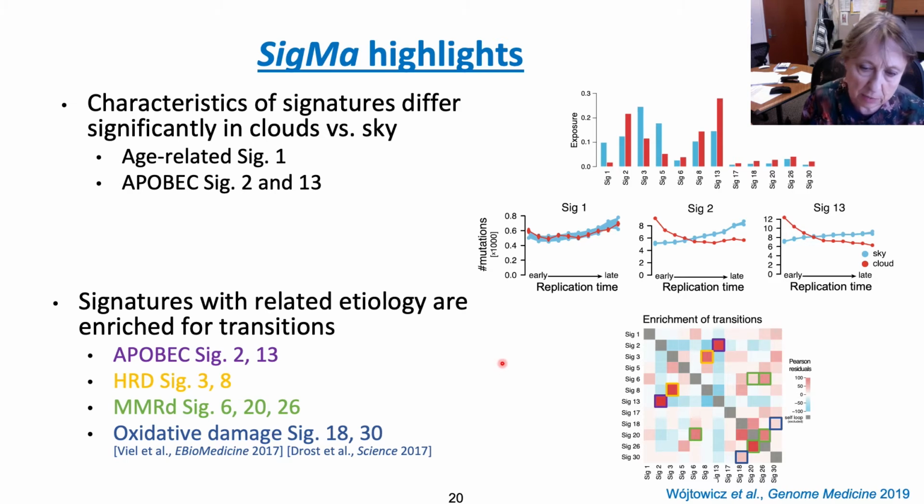We can also learn something from the transition probabilities, especially looking at the transition between two different signatures. We can observe that signatures with related etiology are enriched for transition, such as signatures 2 and 13 show often transition, and homologous recombination related signatures 3 and 8, etc. So this suggests that transition probability might give some intuition, or at least hypothesis, about the etiology of signatures which are not well understood yet.